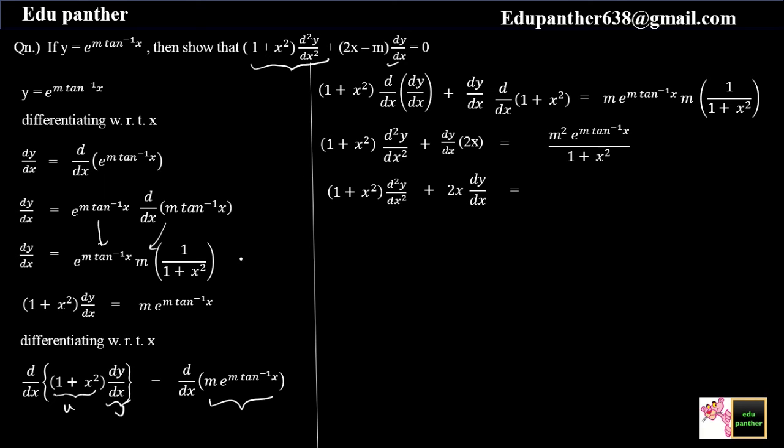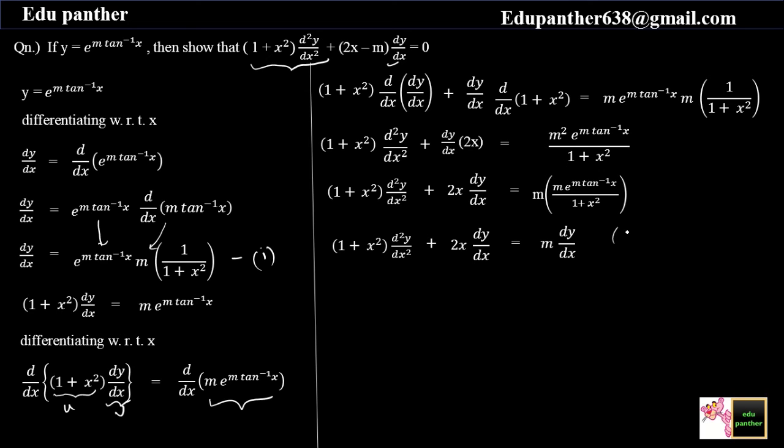Now note down this equation number 1 where we have found the first order derivative. Okay, so take m outside and the remaining terms inside this bracket. So we'll get m into m e raised to m tan inverse x upon 1 plus x square. So compare this with equation number 1. As we can see, this bracket term is the same as dy by dx. So your left hand side is as it is, m into, this is dy by dx. This is using equation number 1.